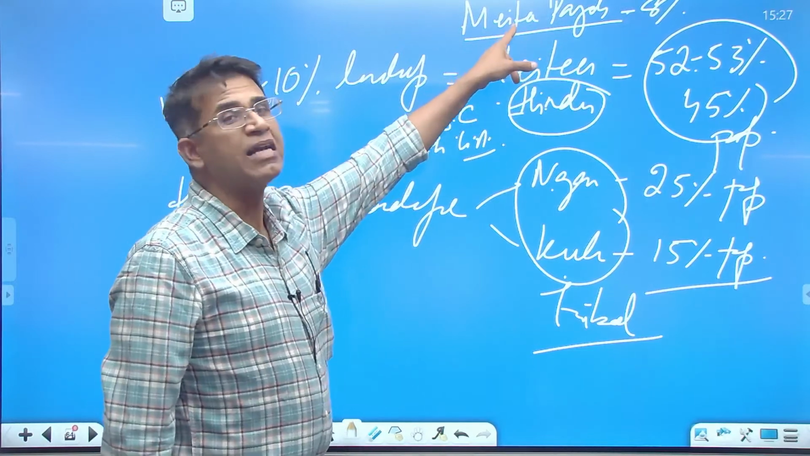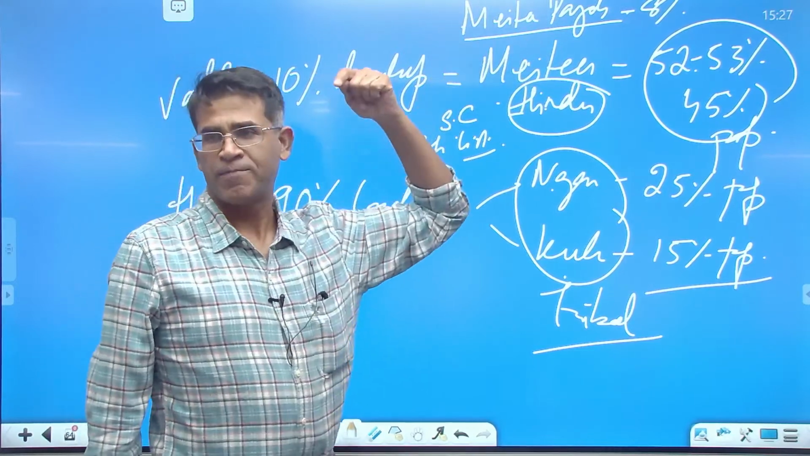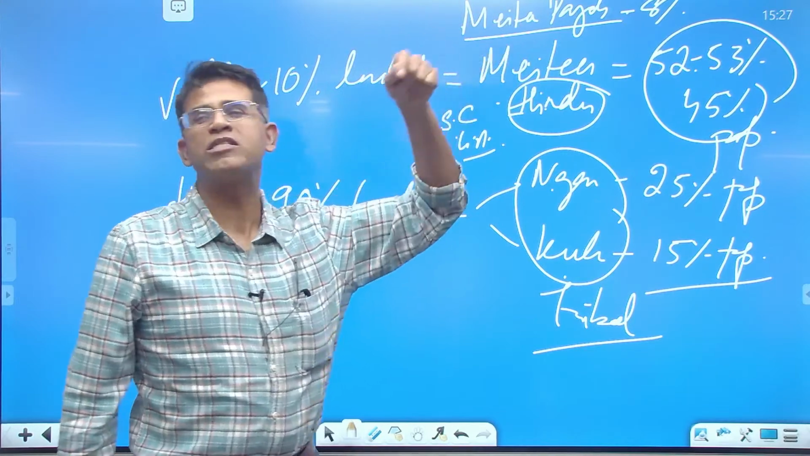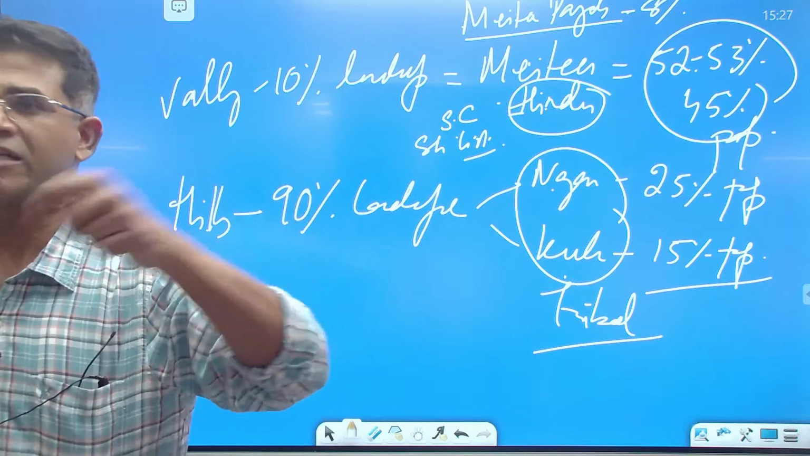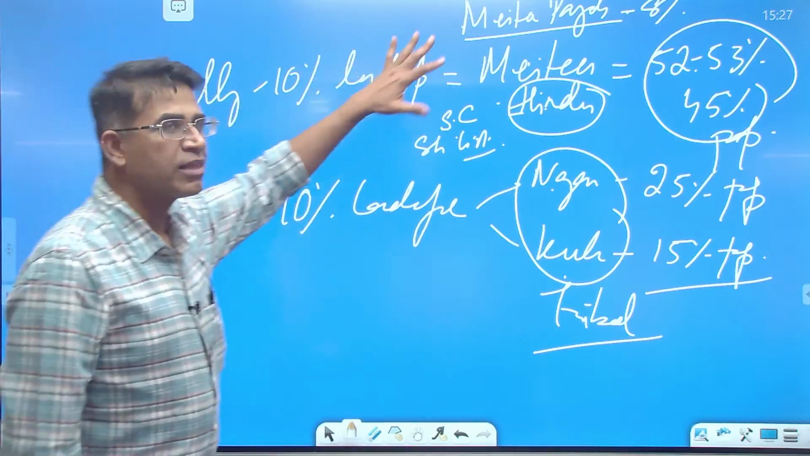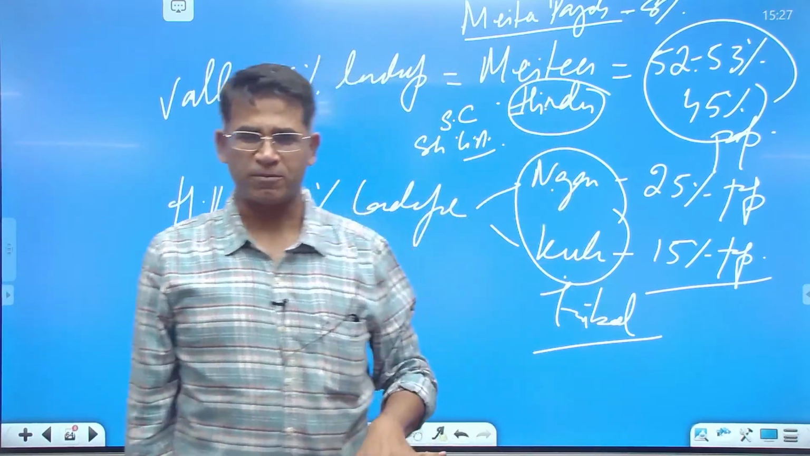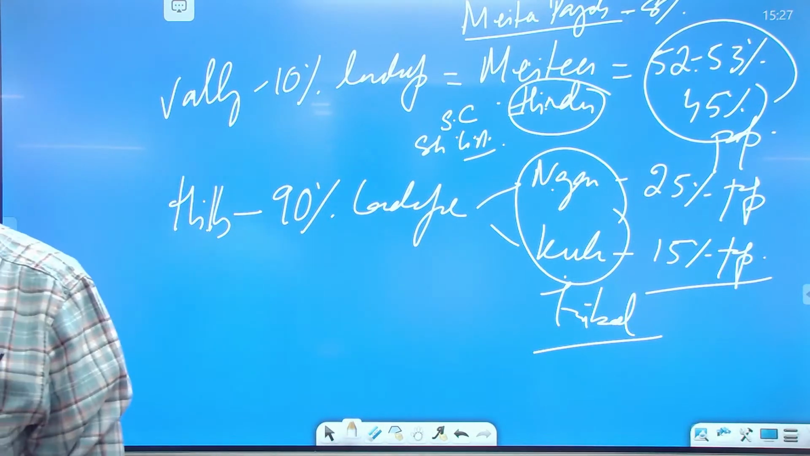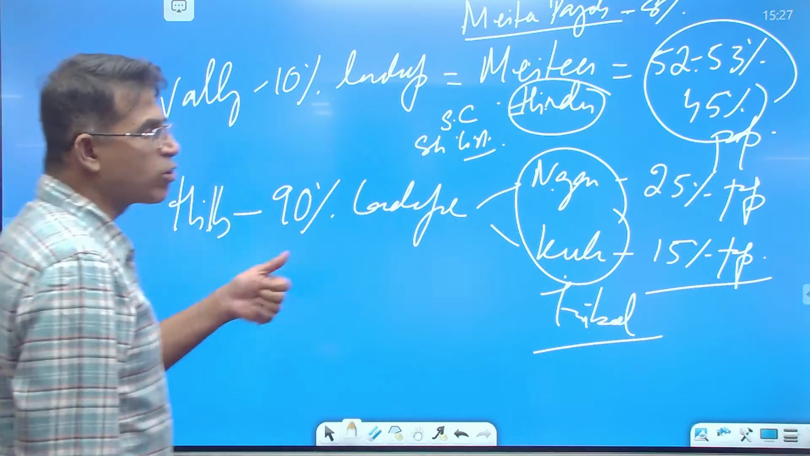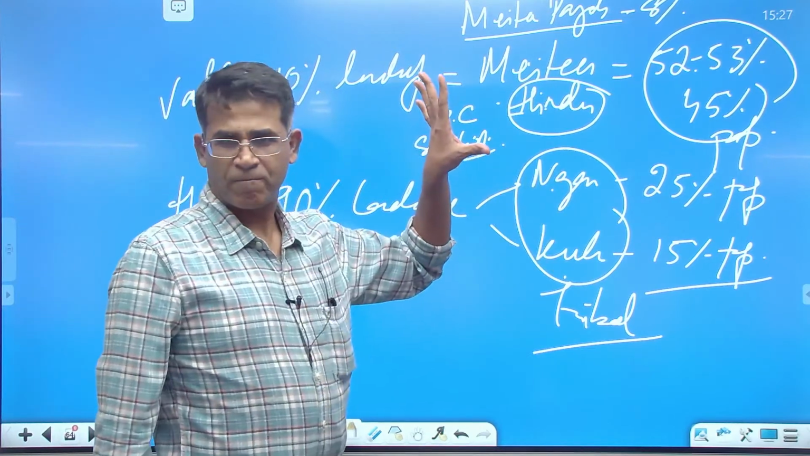And Pangals are the Muslims of Meiteis. They have influence from medieval times, from Assam, from Bangladesh, from parts of Bengal. So these are the main four communities: Meitei Pangals, Meitei Hindus, and Nagas and Kukis, who are tribes.